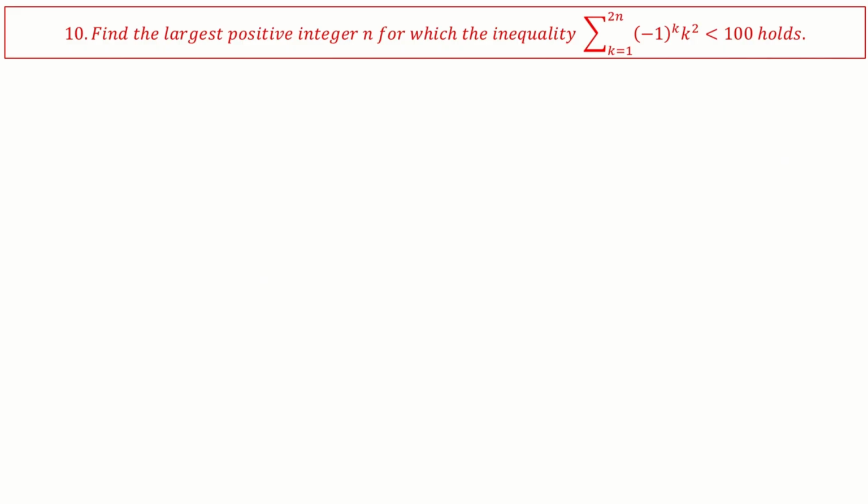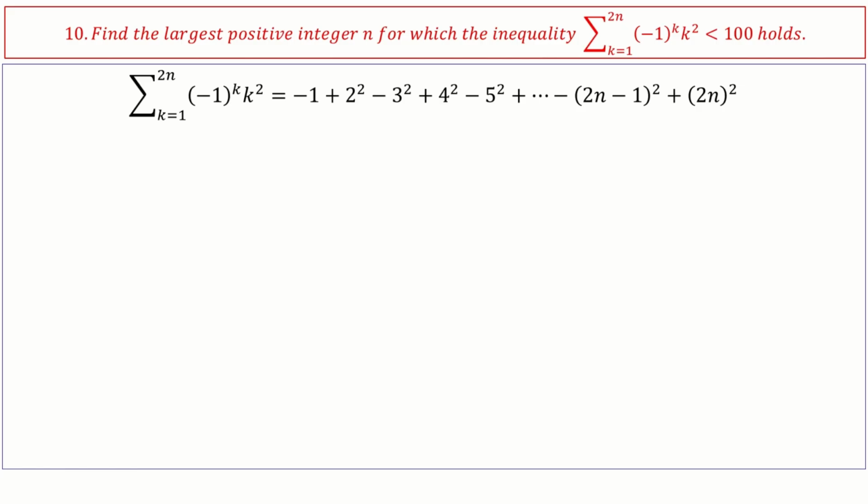Find the largest positive integer n for which the inequality sigma k equal to 1 to 2n, minus 1 to the power of k, k square, is less than 100. Okay, so first thing is expand the sigma, then you understand what this problem is. Sigma 1 to 2n minus 1 to the power of k, k square, is nothing but minus 1 plus 2 square minus 3 square plus 4 square minus 5 square. Okay, it goes like this up to, what are the last terms? Minus 2n minus 1 whole square plus 2n whole square.